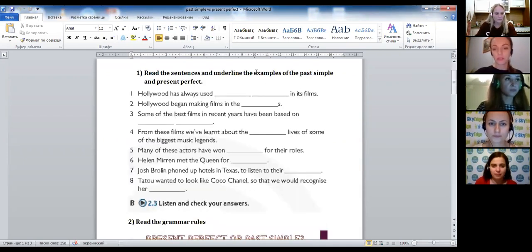Let's read the task first of all. Read the sentences and underline the examples of the past simple and present perfect. Let's pretend that you already know something about past simple and present perfect. You have some idea of both tenses because you're already a pre-intermediate student. So let's read the sentences, and in the first half we can guess the answers, and then we will focus on these tenses. Let's read the first sentence: Hollywood has always used blank in its films.